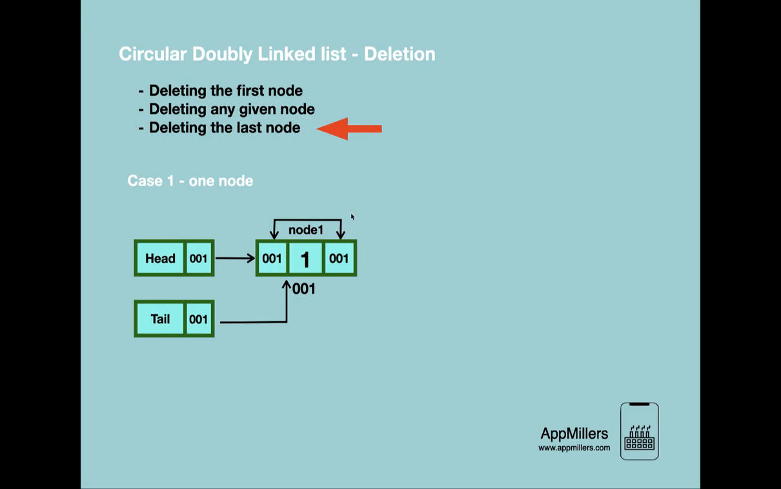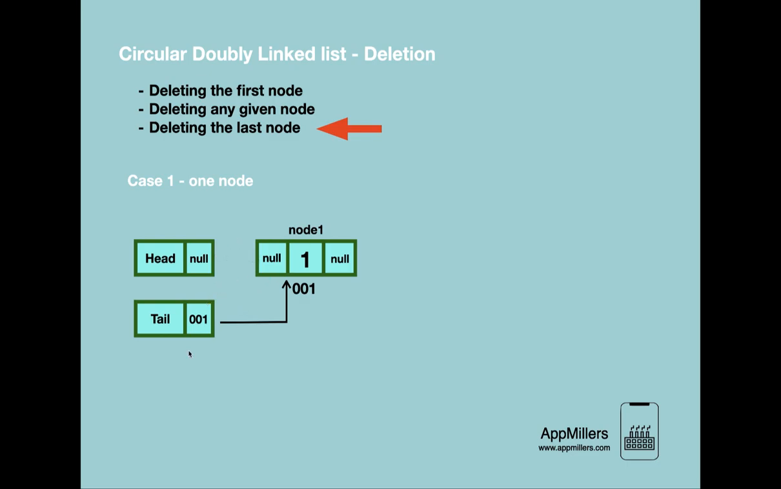So here again, we need to destroy this link which points to itself. To destroy this link, we need to update the previous and next references to null. By doing so, the link that points to itself gets destroyed. Now the next step is we need to destroy the link between head and node 1. So by setting the head reference to null, we destroy this link over here.